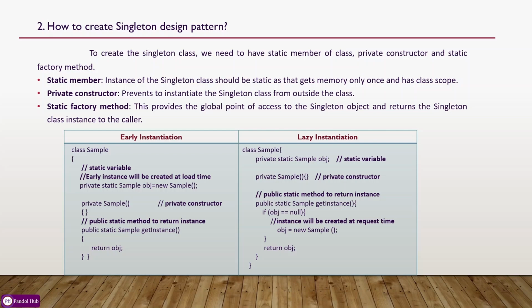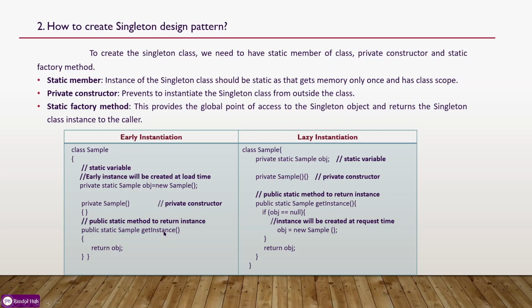So I just made it static, and going with the private constructor, I have made the sample, which is the class name, the constructor to be private so that the instantiation of the object of this class is restricted. And then I have the static factory method, that is nothing but a static method to get the instance. So public static sample get instance.